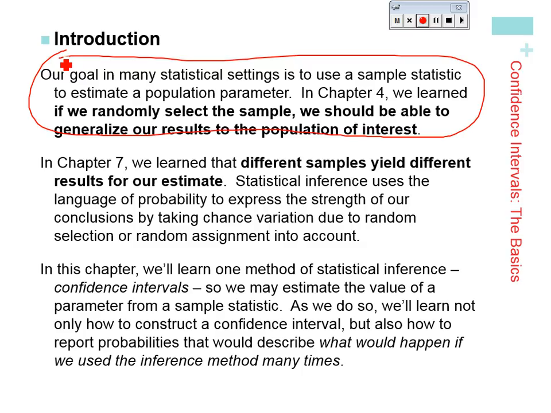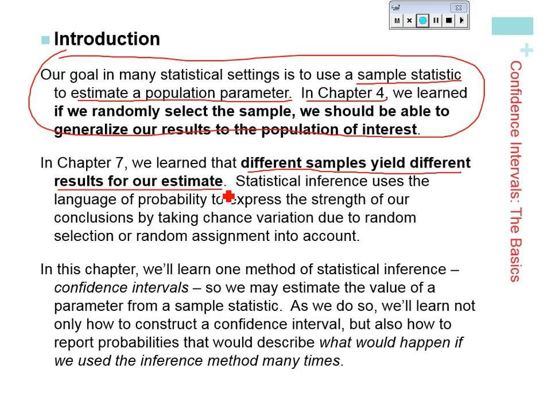In Chapter 4, we learned if we randomly select the sample, we should be able to generalize our results to the population of interest, meaning we use samples to try to make some sort of estimate about some value that's in the population. What we just did in the previous chapter was we took different samples and we took some of the different things that we knew about the population and we tried to use that information to predict the probability of different things that would happen within our samples.